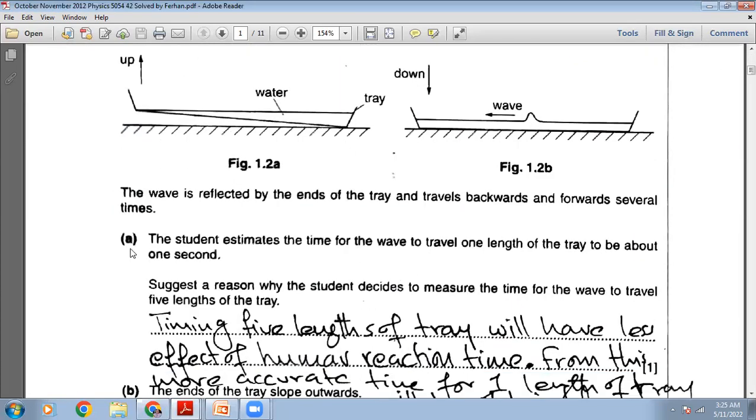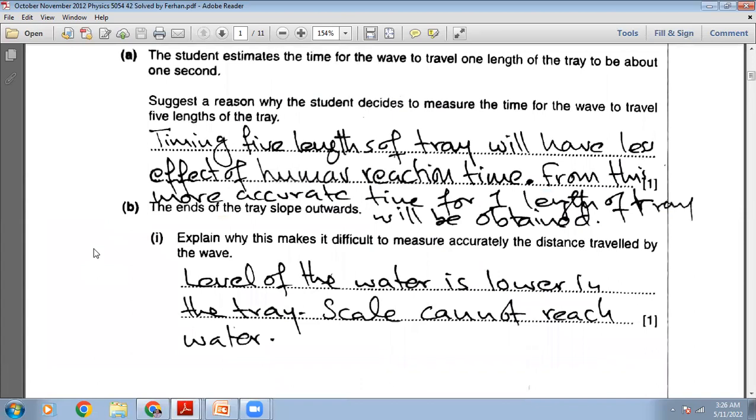So let me show you the answer. Timing 5 lengths of the tray will have less effect of the human reaction time. From this, a more accurate time for one length of the tray will be obtained. When you average it, you will find the time for one length of the tray that the wave took. That will be more accurate because the effect of the human reaction time has decreased. You have not directly measured the time for one length of the tray; you have measured the time for 5 lengths, and then divided by 5 to get the time for one length of the tray.